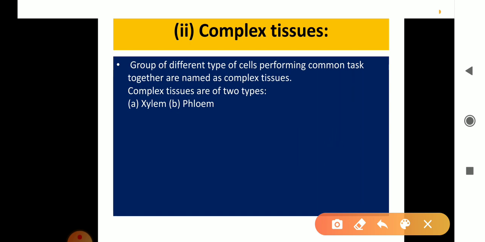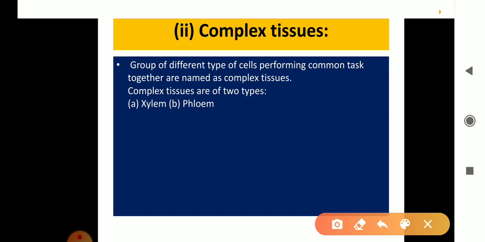Different types of tissue all together perform a similar kind of work, and they help to perform a similar kind of work. That's why they are called complex tissue. Normally I told you tissue is a group of similar kind of cells, but in this tissue there are different types of cells, but they all together perform a particular task. That's why it is called complex tissue.